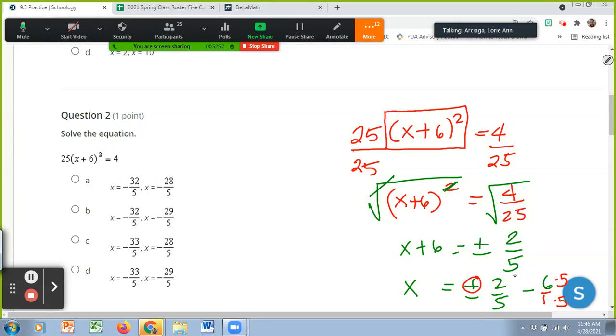What's negative 30 plus 2? Negative 28. So either negative 28 over 5 or this one. Okay, now let's find the other one so we can figure out the correct answer. Very good, Brandon and Juliet.